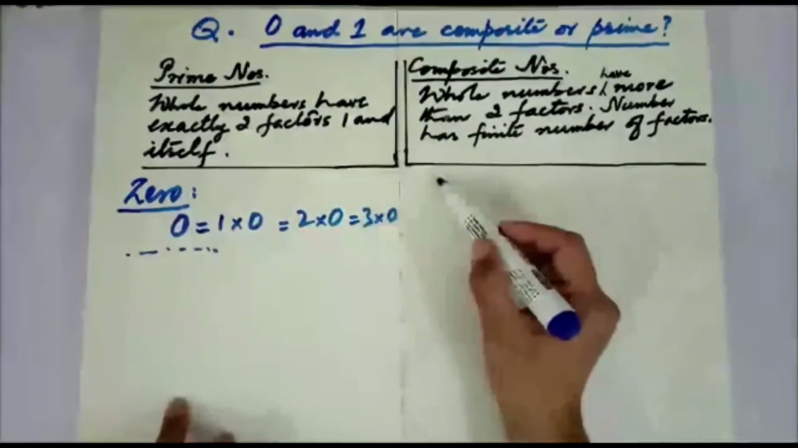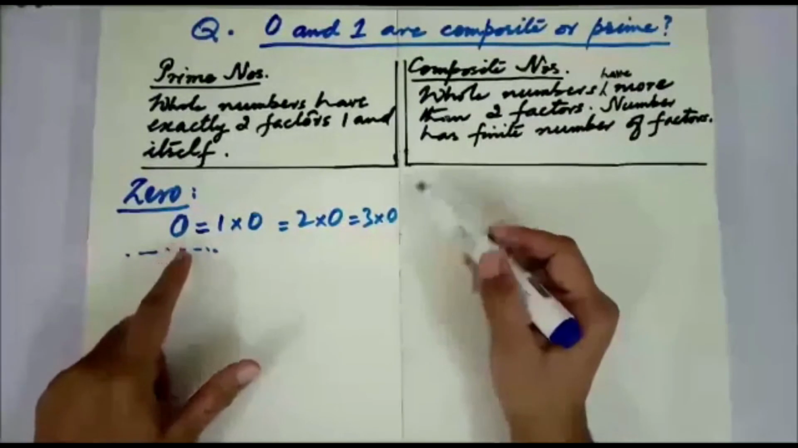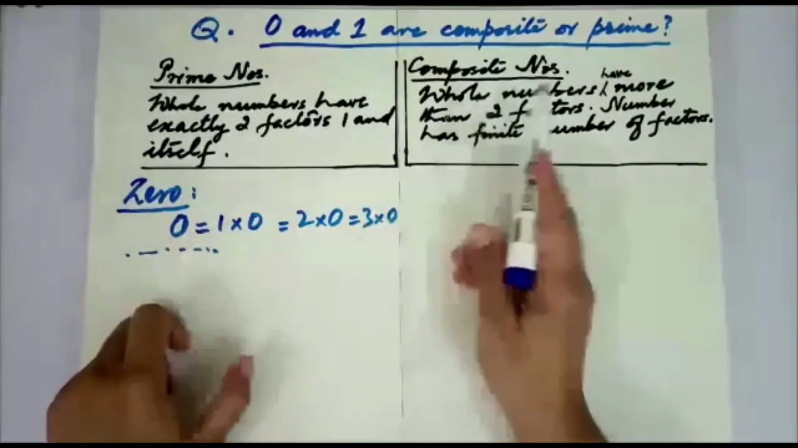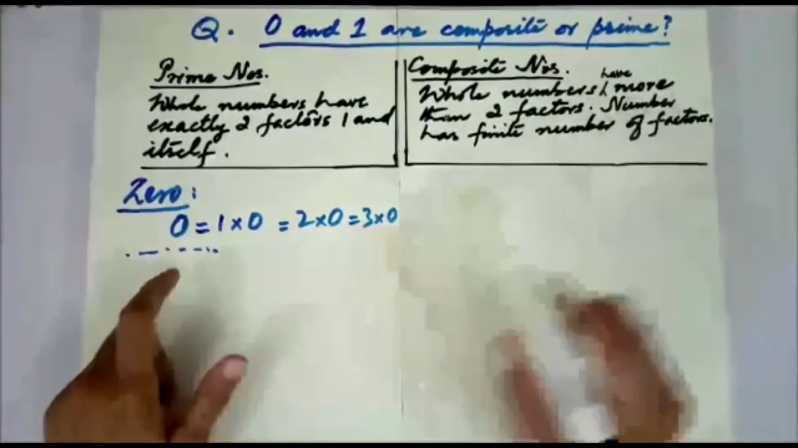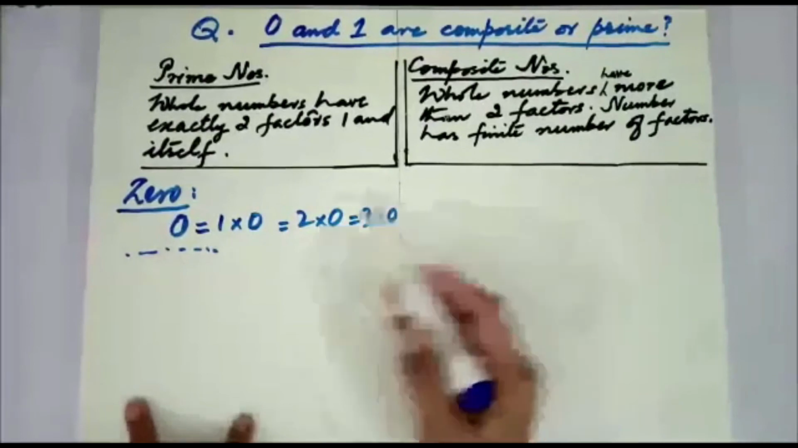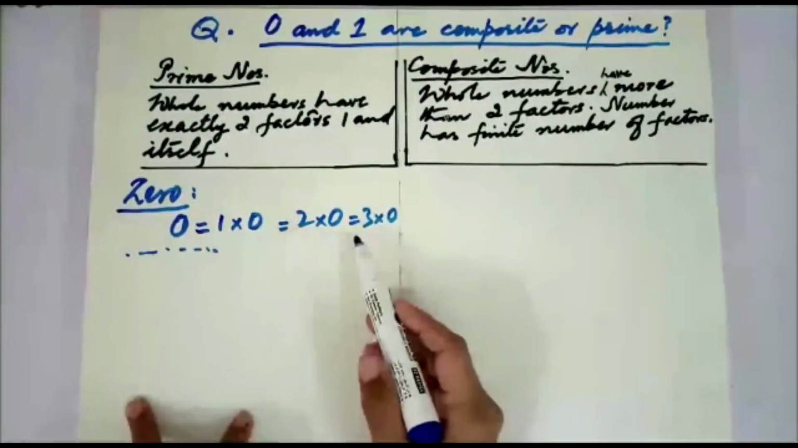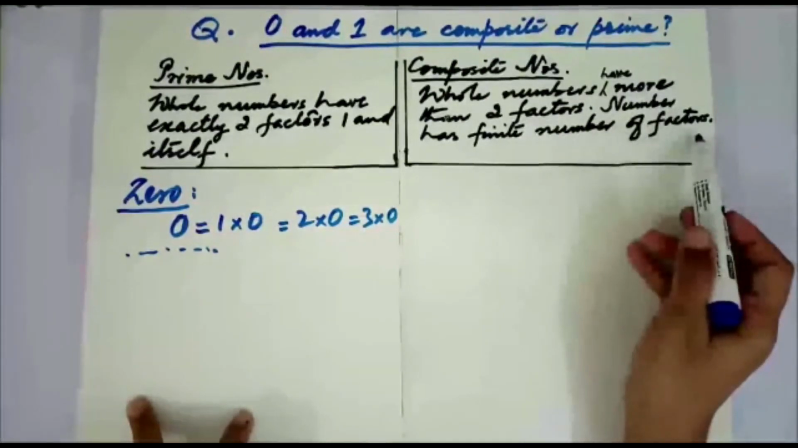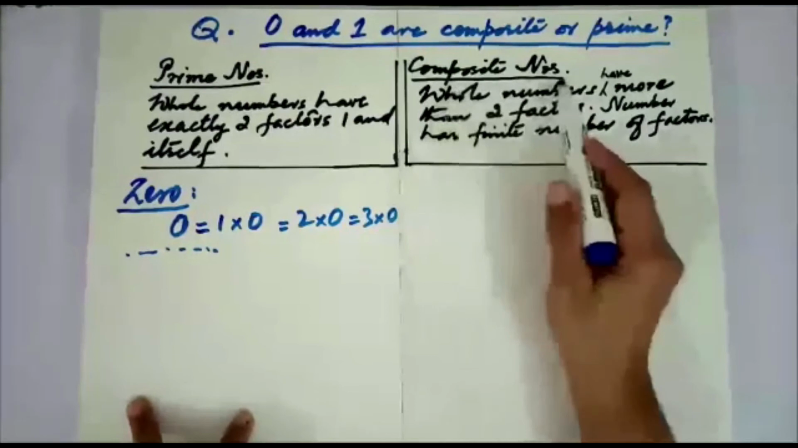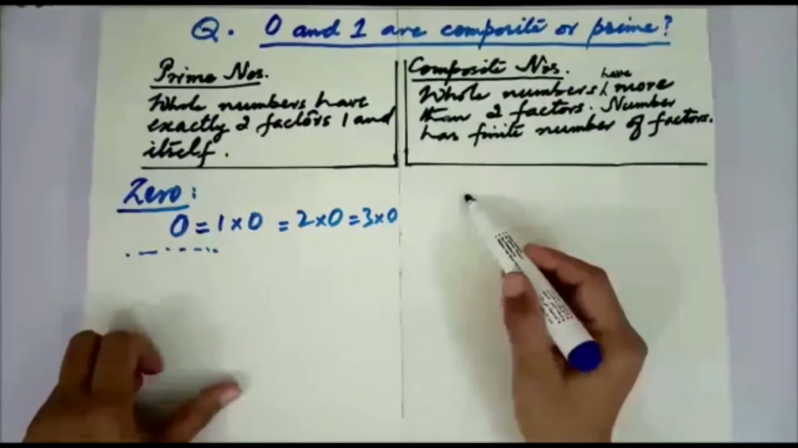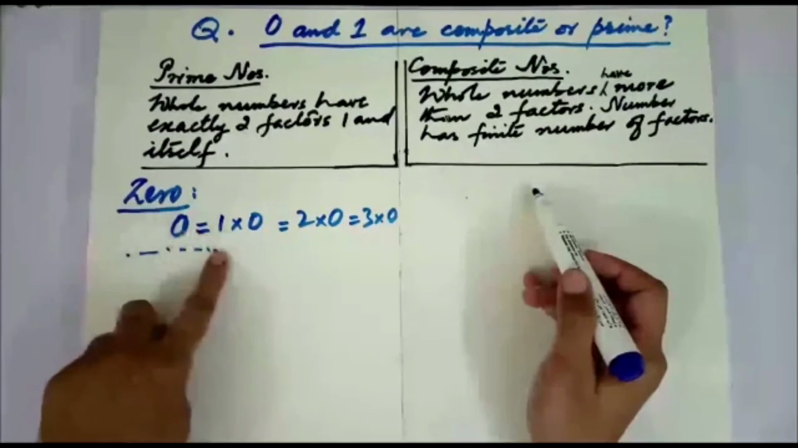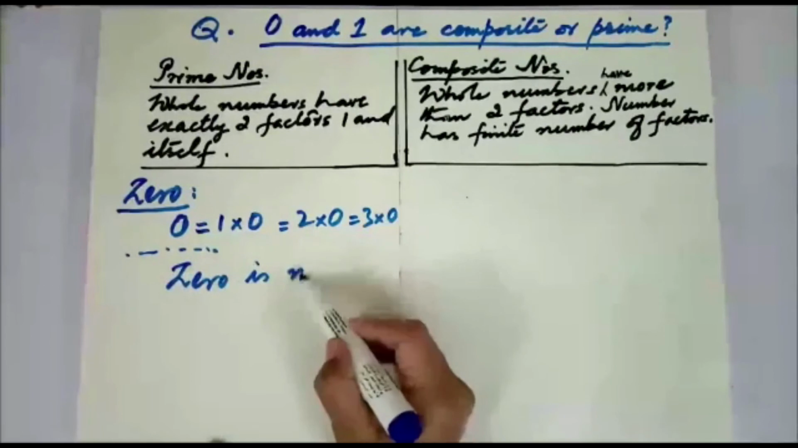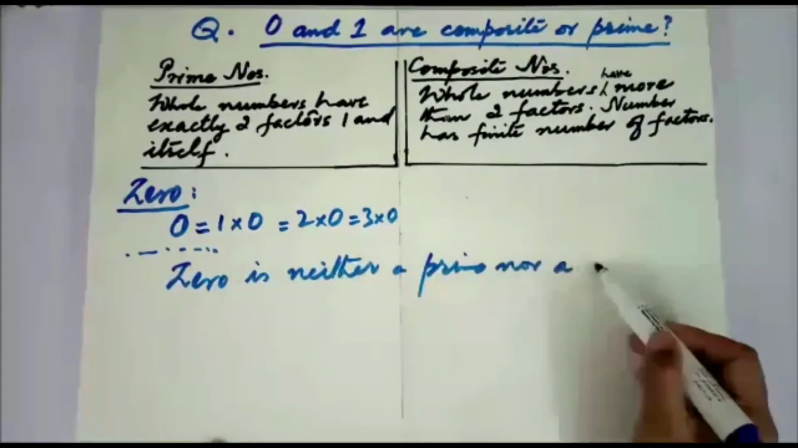Now we will discuss composite numbers. Here you can see that the divisors or factors of 0 are more than 2 factors. The definition of composite number is more than 2 factors, but you can see that there are infinitely many divisors or factors of 0. The condition is that a number has a finite number of factors, then we will call it composite. Here finite numbers are not coming out, rather there are infinitely many factors. So 0 is neither prime nor composite.